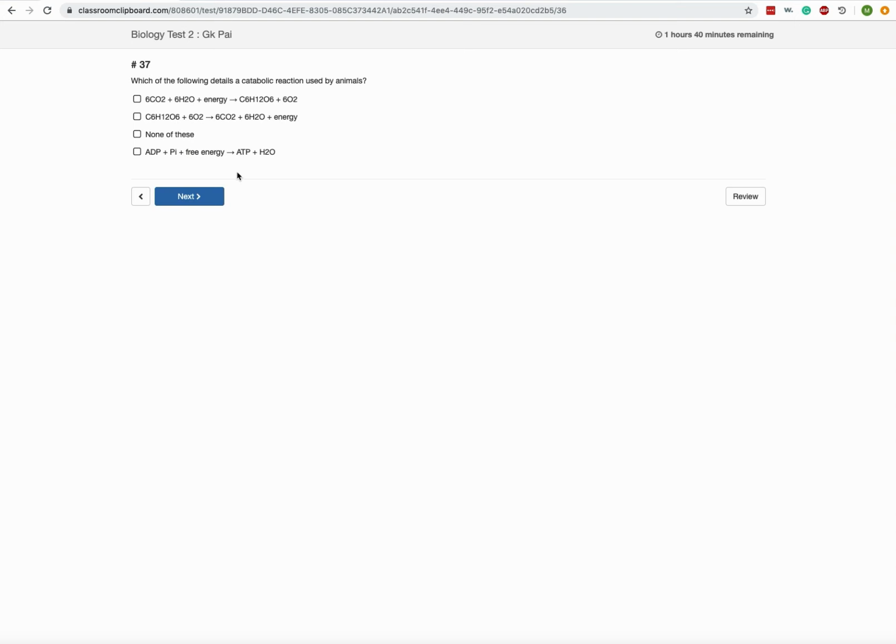Which of the following details a catabolic reaction used by animals? So catabolic means it releases energy, and this B answer refers to the breakdown of glucose.